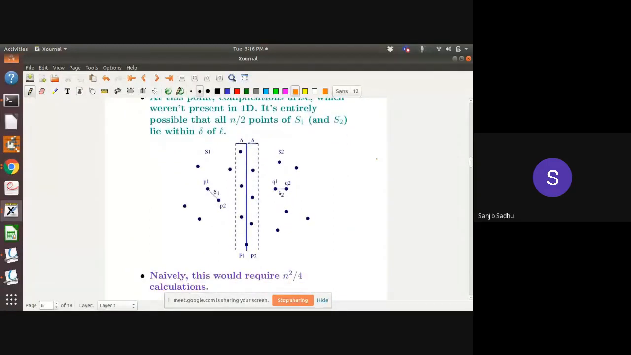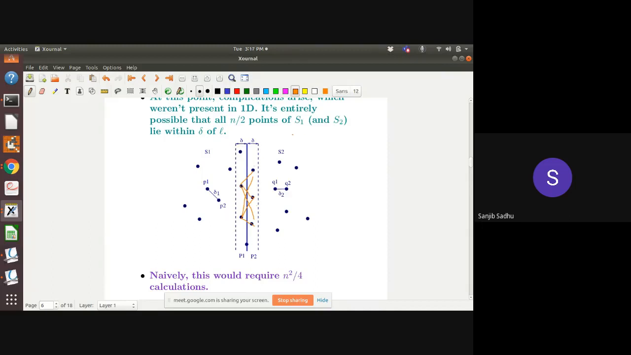That means I am saying that here you may need to compute the distance between all these pairs. Similarly, these ones. In this way, you are computing the distance between the points that lie within these strips, one from this side and one from this side. Now, in the worst case, it may happen that half of the points lie within this, and half of the points lie within this. Then n square.